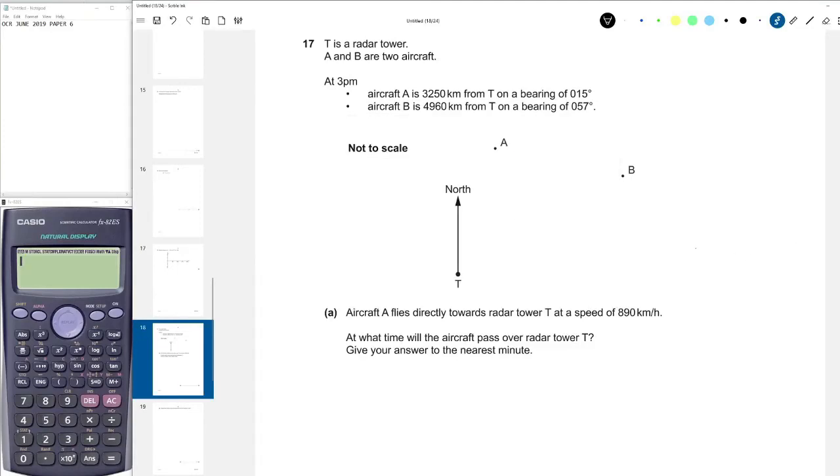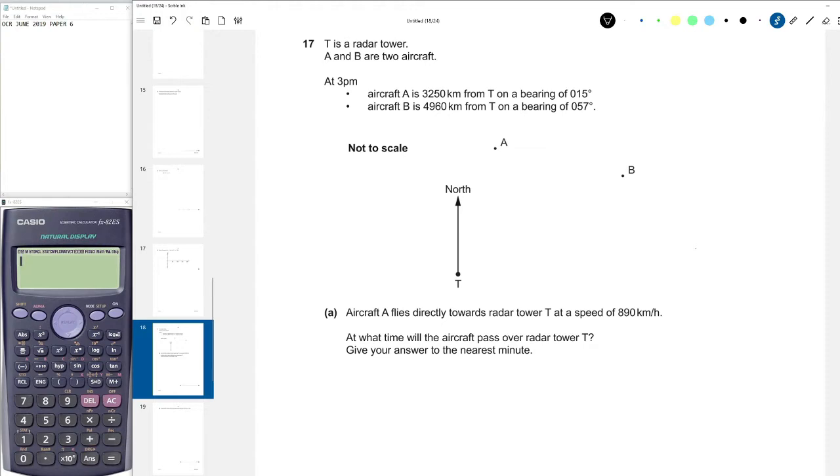Question 17. T is a radar tower. A and B are two aircrafts. At 3 p.m., aircraft A is 3,250 kilometers from T on a bearing of 015 degrees. Aircraft B is 4,960 kilometers from T on a bearing of 057 degrees.